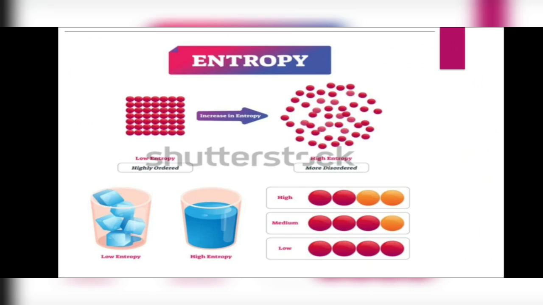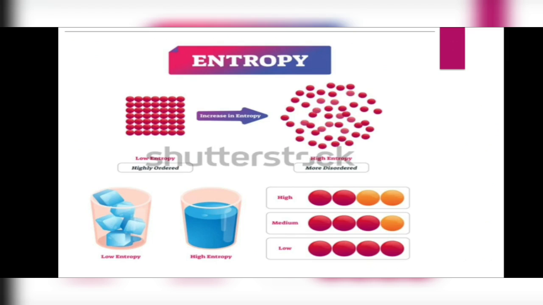Now these are some examples for entropy. You can see the first one, that is a highly ordered structure. It is like a solid. Once a highly ordered structure becomes disordered, like a gas or like a liquid, what happens? The disorderness is more, so the entropy is more.